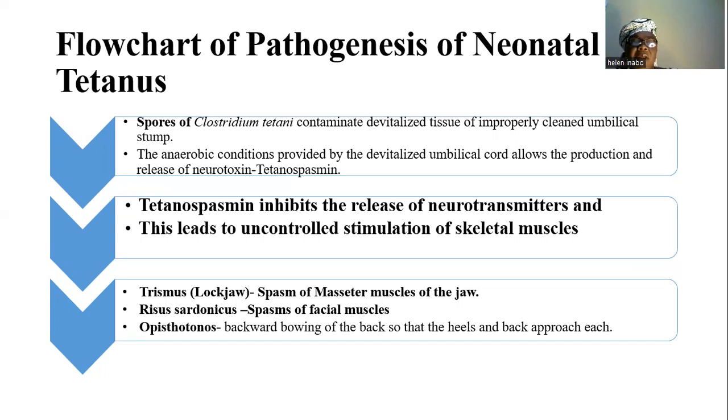There is trismus, lockjaw, that is, the jaw is locked. The spasm of masseter muscles leads to the locking of the jaw, and the patient is not able to open his or her mouth. This proceeds further to spasm of the facial muscles, leading to the risus sardonicus, and then opisthotonus, which is the backward bowing of the back so that the heels and back approach each other.